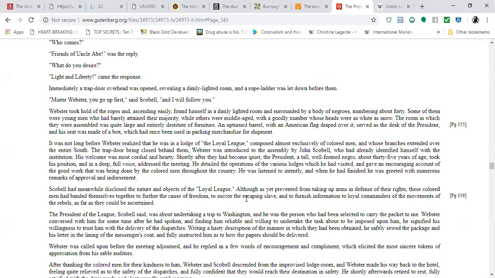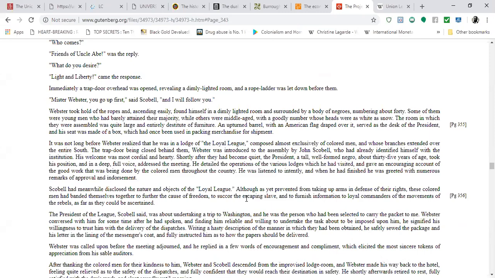Webster grasped the ropes and climbing easily found himself in a dimly lighted room surrounded by a body of Negroes, numbering forty. Some of them were young men who had barely attained their majority, while others were middle aged, and a goodly number had heads white as snow. The room in which they assembled was quite large and entirely destitute of furniture. An upturned barrel with the American flag draped over it served as the desk of the president, and his seat was made of a box, which once had been used as a packing case for merchandise. It was not long before Webster realized he was in a lodge of the Loyal League, composed almost exclusively of colored men, and whose branches extended over the entire South.